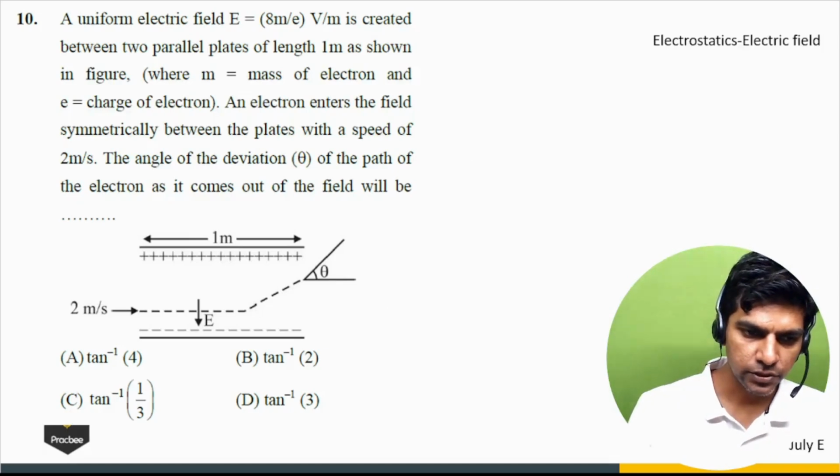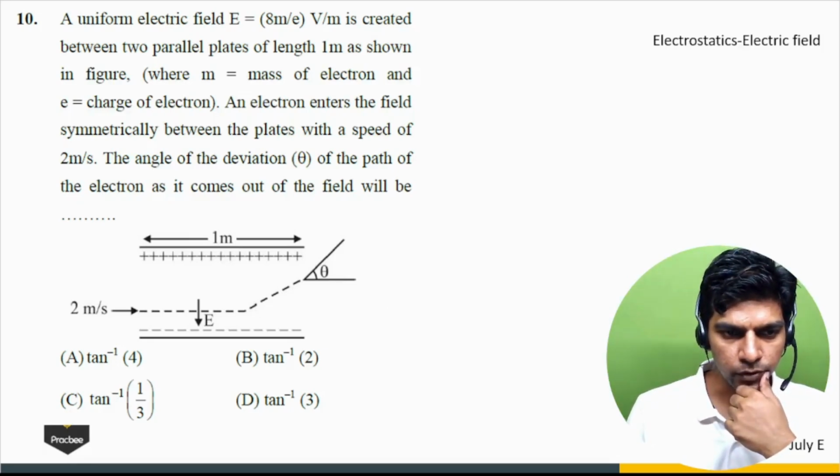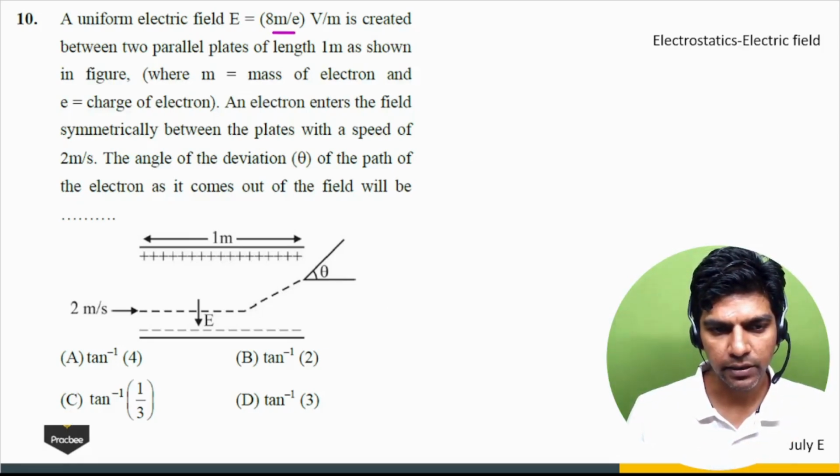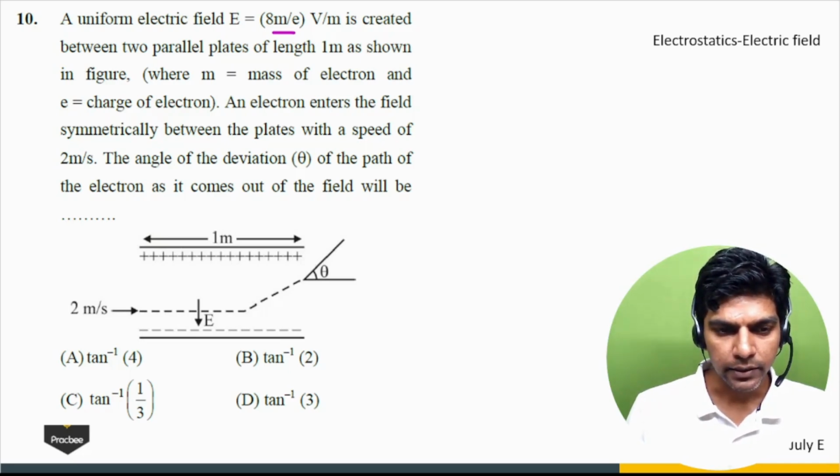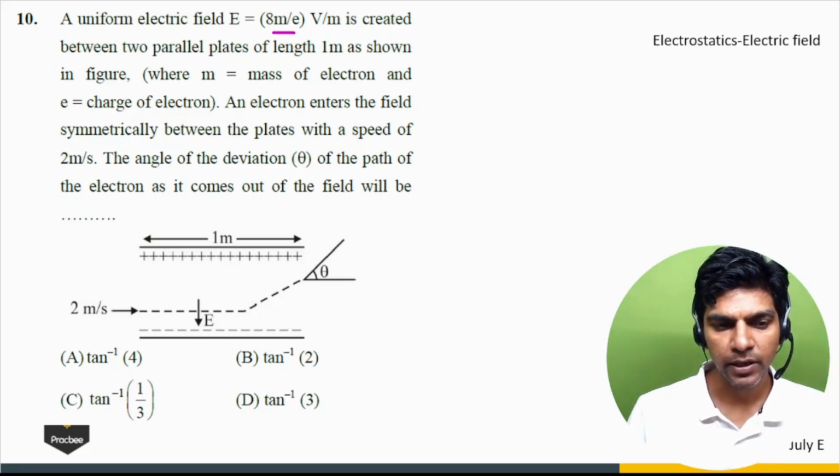Let us see another illustration. A uniform electric field E, which is 8 m by e volt per meter, is created between the two parallel plates of length 1 meter as shown in the figure. m is the mass of the electron, e is the charge, and the electron enters the field symmetrically between the plates with a speed of 2 meters per second. So it is coming with a speed of 2 meters per second, which is parallel to the plates. Find the angle of deviation of the path of the electron as it comes out of the field.